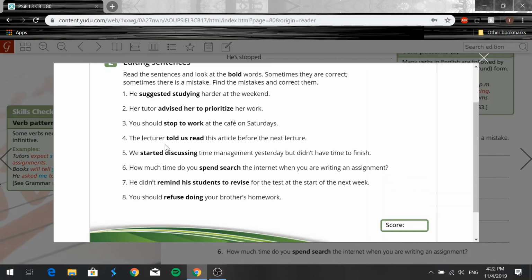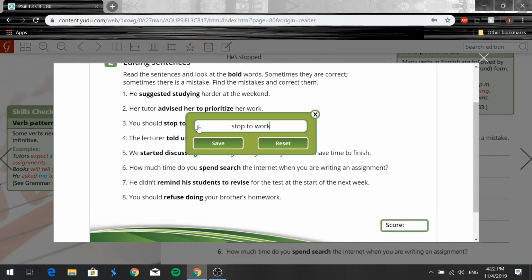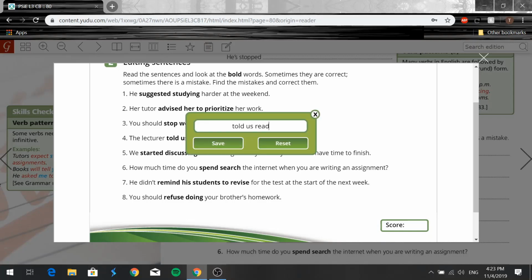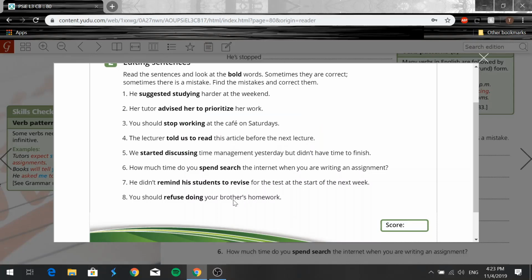3. You should stop to work at the cafe on Saturdays. You should stop working, not to work. So to is wrong. We'll say working. Now it makes a lot more sense. You should stop working at the cafe on Saturdays. Excuse me. 4. The lecturer told us read this article before the next lecture. Told us, we have to add a to here. I can't just say told us read. I have to add a to here. So told us to read this article before the next lecture.